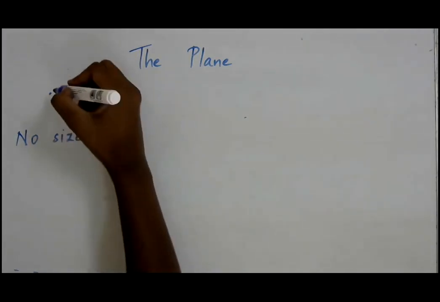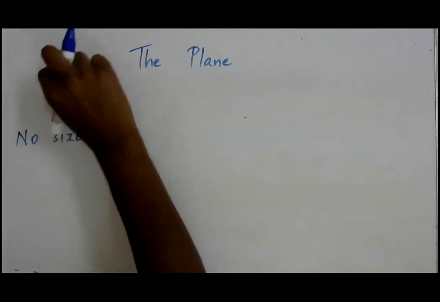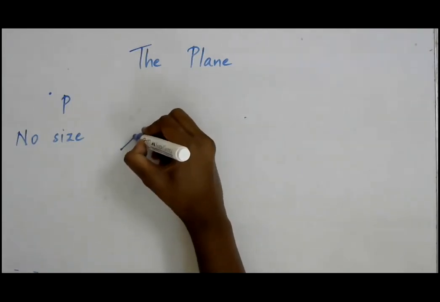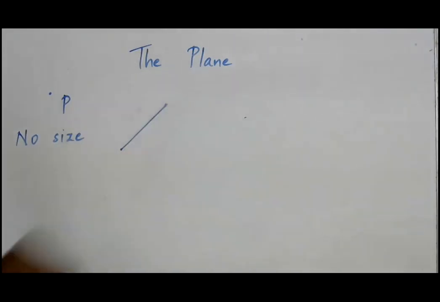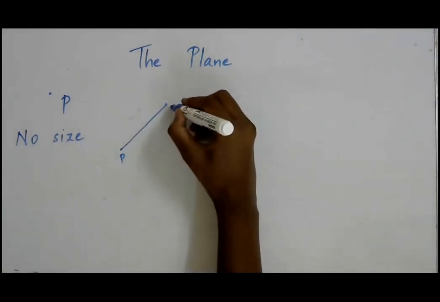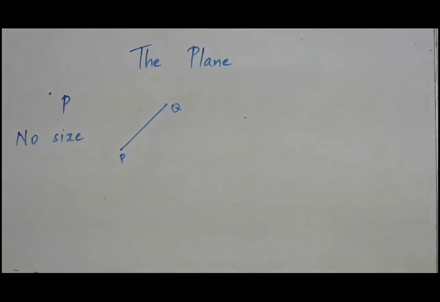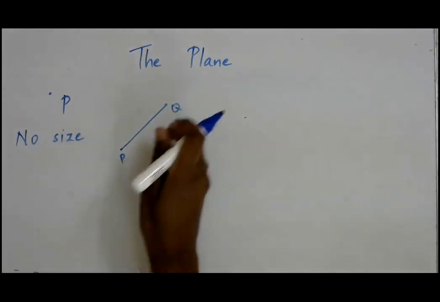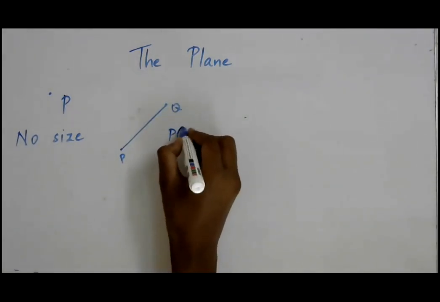So what happens if I take this point and I drag it? Placing a point and dragging it along a particular direction, I get a line segment. So the starting point can be called P, the ending point can be called Q. So this is finite actually. I started at a point and ended at a point. So this is a line segment.